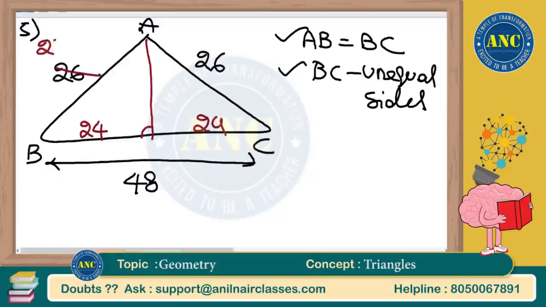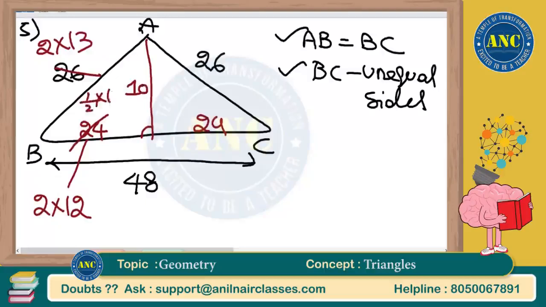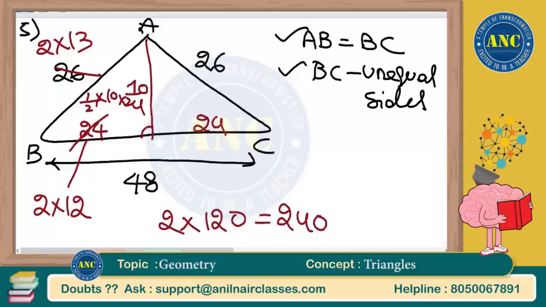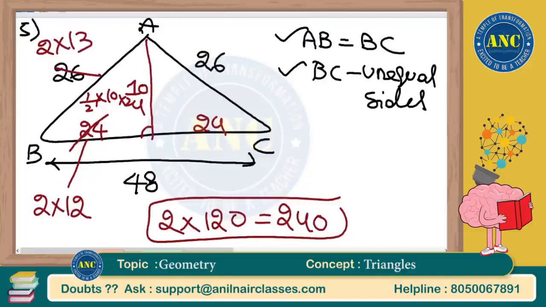So the half-base is 2 into 12, the side is 2 into 13, so the height is 2 into 5, which is 10. So the area is half into 10 into 24, which is 120 into 2. The answer is 240. I hope the idea is clear. Easily by using Pythagorean triplets, you got the answer.